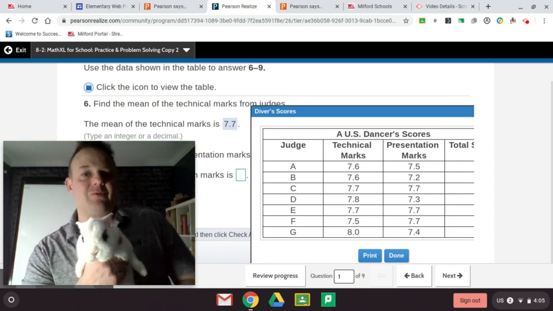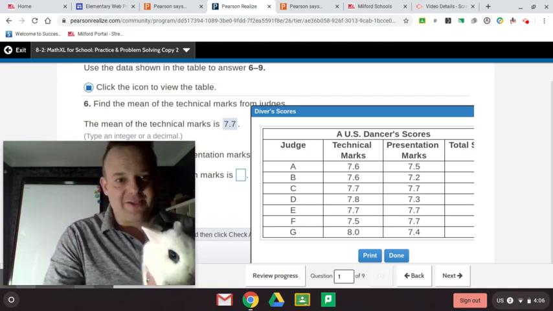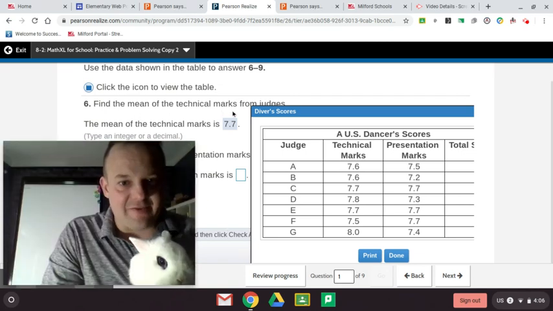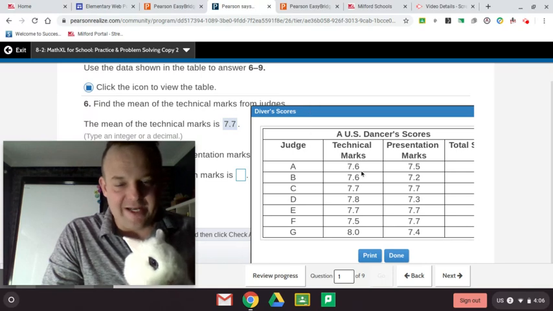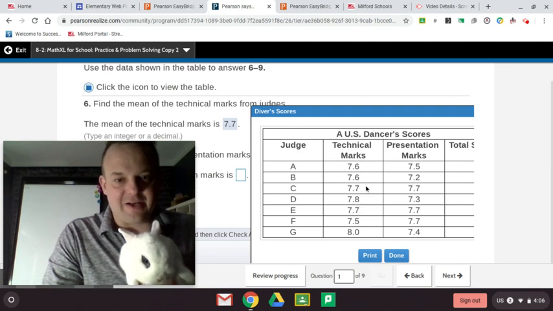Hey, the mean is when you add up all the numbers and you divide by however many there are. So this said, find the mean of the technical marks from the judges. What I did here was I added all these up in my calculator, then I hit enter. You got to add them all up first. Then I divide by however many there are. That's 1, 2, 3, 4, 5, 6, 7. So I divided by 7, I got 7.7.